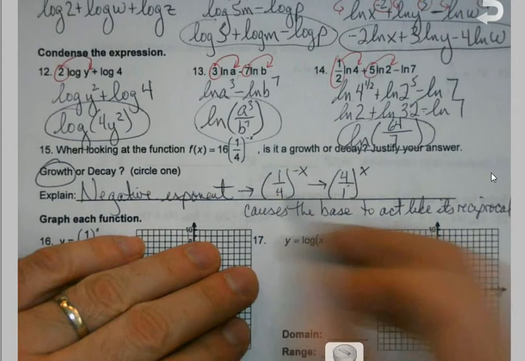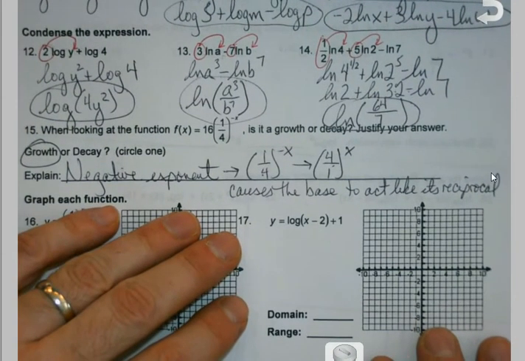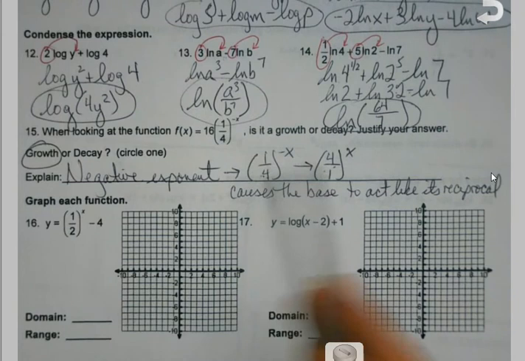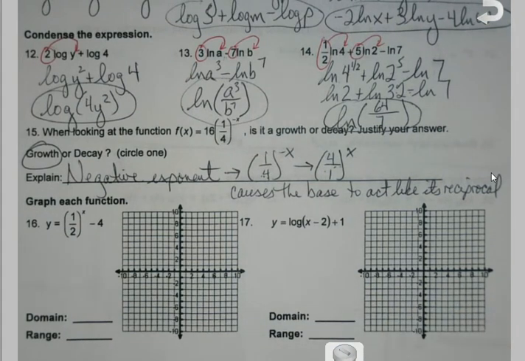Because now my base, instead of being 1/4, is going to act as though it's 4 because of the negative exponent. Again, number example, wordy example, I'm happy with either. As long as it's more than just the negative exponent causes it. Because that's kind of right, but it's kind of not necessarily.